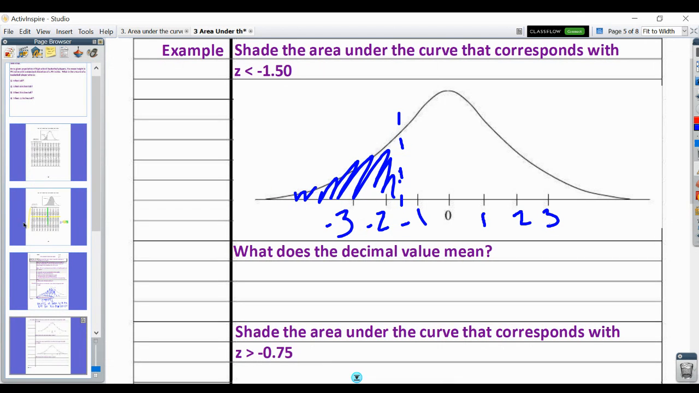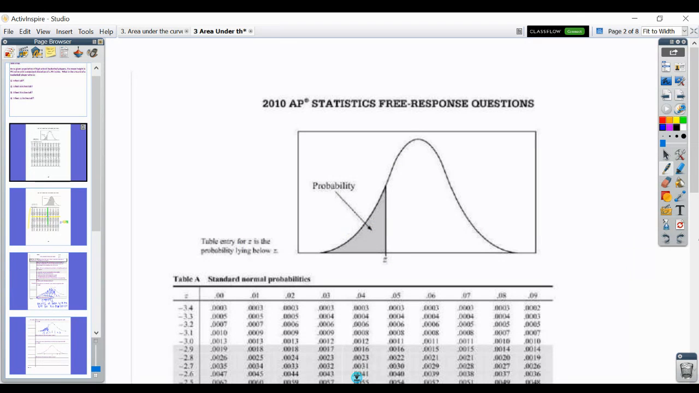If you're using your table again, this time we're looking for negative 1.5. So always look on the left-hand side first. I see negative 1.5, and for us it's negative 1.50, so that's nice. It's just the first number out there, 0.0668.